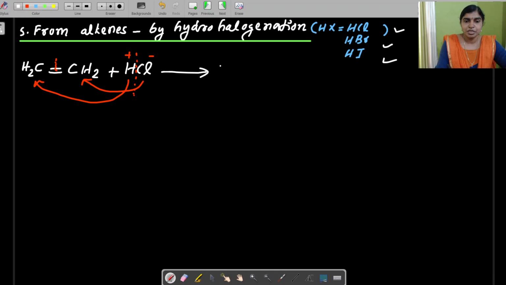So what is the product obtained there? That is CH2, the double bond becomes single bonded, CH2. What about the hydrogen? This hydrogen and this hydrogen join together forming CH3. And to the CH2, the chlorine is attached. So you'll get the structure like this. What is the name of the compound? This is chloroethane.